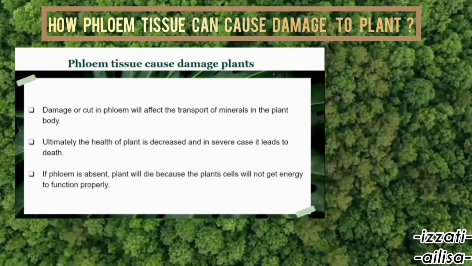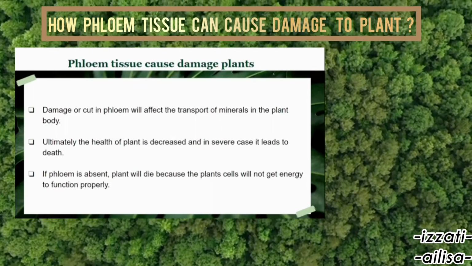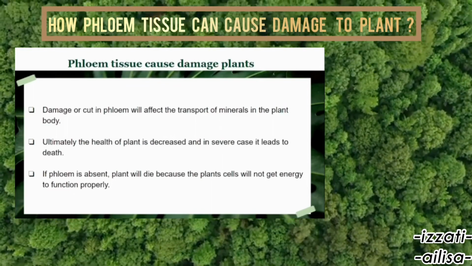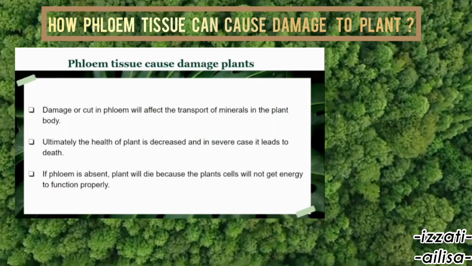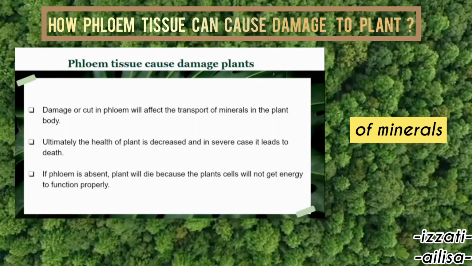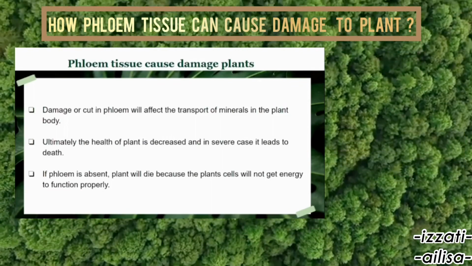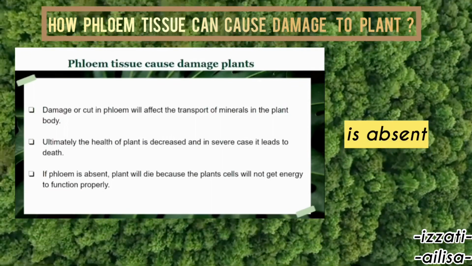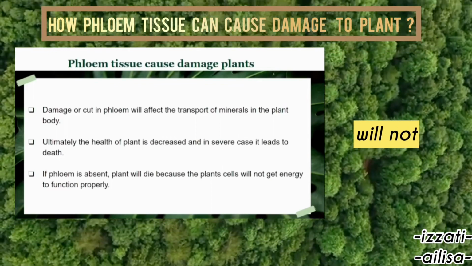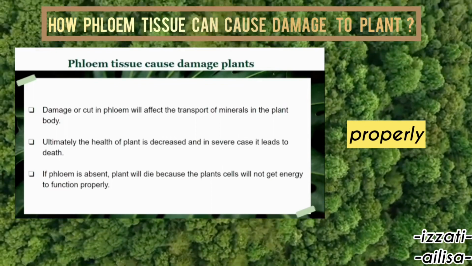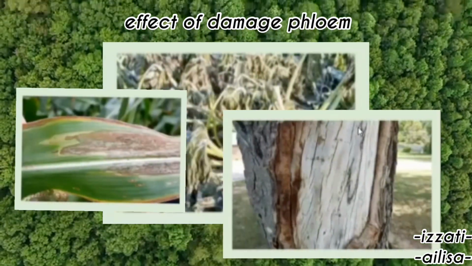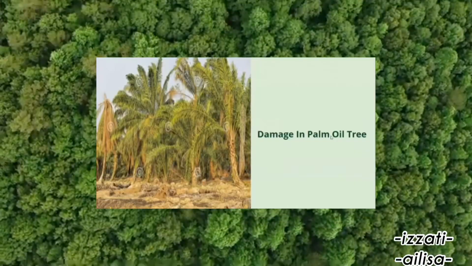Then the sugar is used for cellular respiration or other metabolic processes. How can damage to phloem tissue harm plants? As we know, the function of phloem is to transport the sugar from source to sink. If we cut off the phloem, it will affect the transport of nutrients in the plant body. And if the phloem is absent, the plant will die because the plant cells will not get energy to function properly. These pictures show the effect of damaged phloem, also in the palm oil tree.